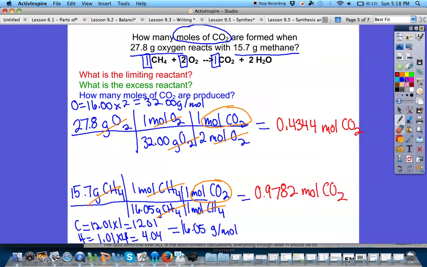So our limiting reactant is going to be oxygen because it produced the least amount. And so our excess reactant is CH4. So the moles of CO2 produced is 0.4344 moles of CO2. Okay.